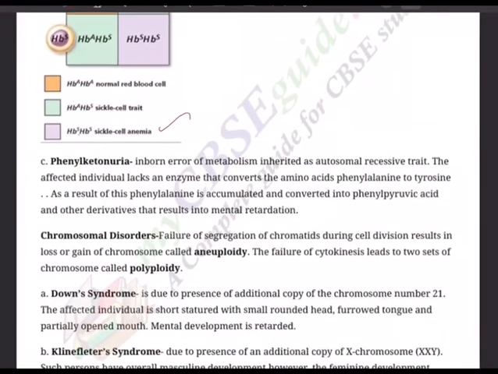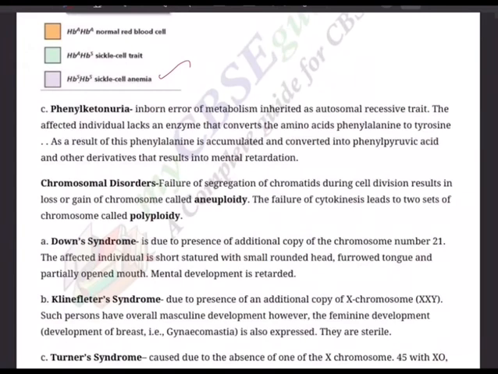Moving ahead, phenylketonuria. It's an inborn error of metabolism, of the rate at which digestion takes place, inherited as an autosomal recessive trait. The affected individual lacks an enzyme that converts the amino acid phenylalanine to tyrosine. As a result, what happens? The phenylalanine gets accumulated and converted into phenylpyruvic acid and other derivatives that result in mental retardation.